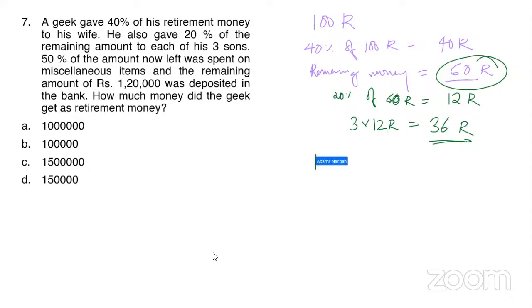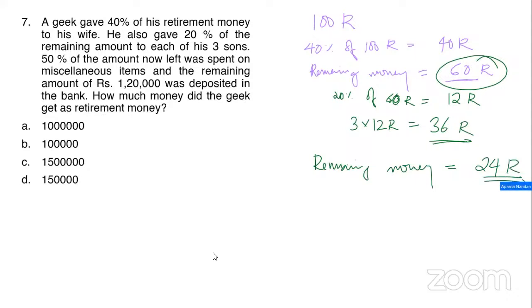So what will be the remaining money? 60 minus 36 will be 24 R.